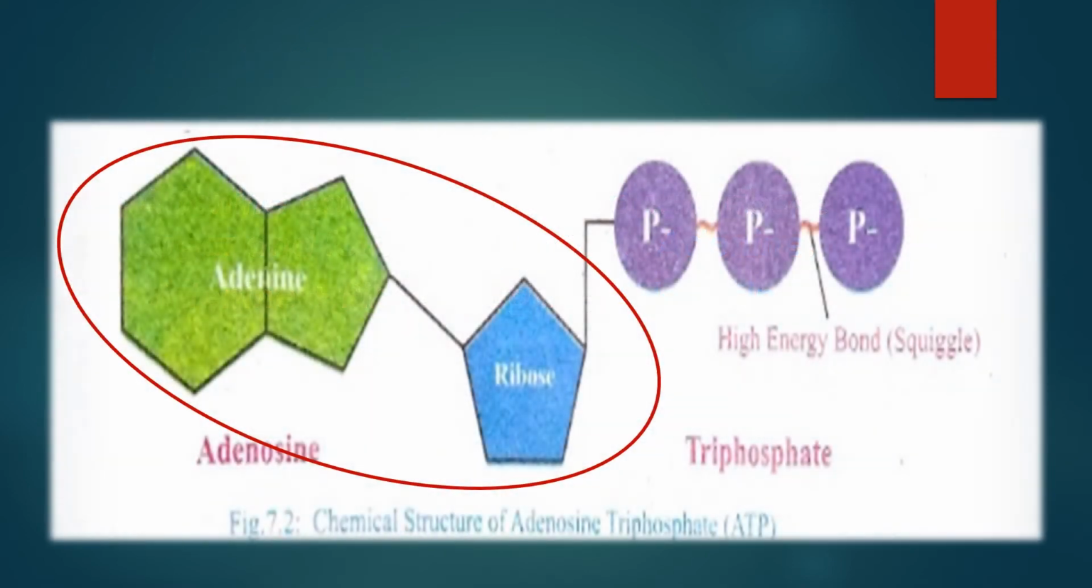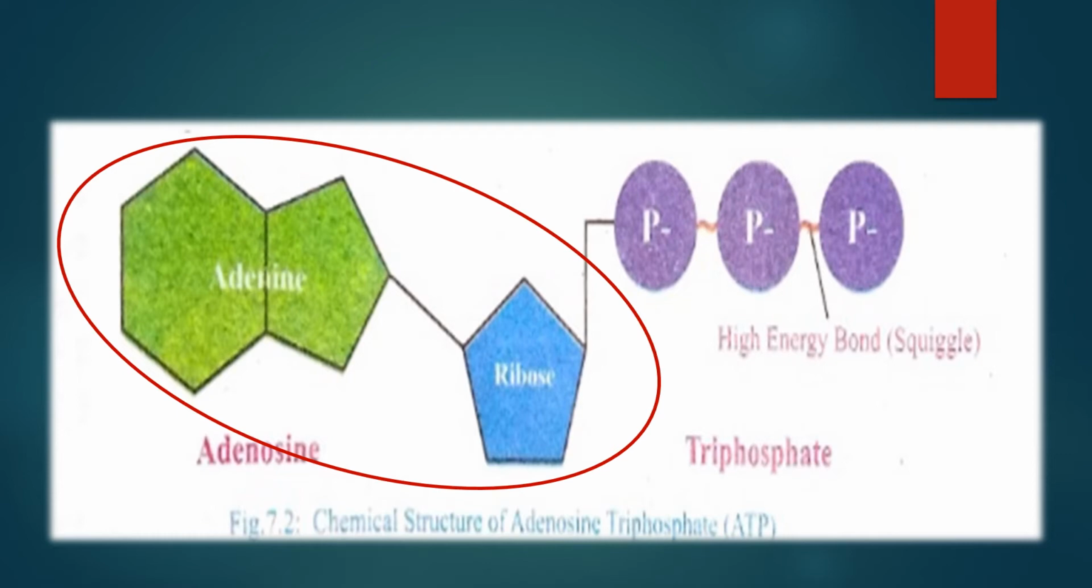The structure of ATP. Here we have adenine. Adenine is a nitrogenous base. Okay, and here we have ribose. Ribose has 5 carbons on the 5 corners. Carbon number 1, carbon number 2, carbon 3, carbon 4, carbon 5. So here we have 5 carbons. This ribose is called a 5 carbon sugar. So this is adenine, and there are 3 phosphate groups. So this whole structure is called ATP. This is the chemical structure of adenosine triphosphate.